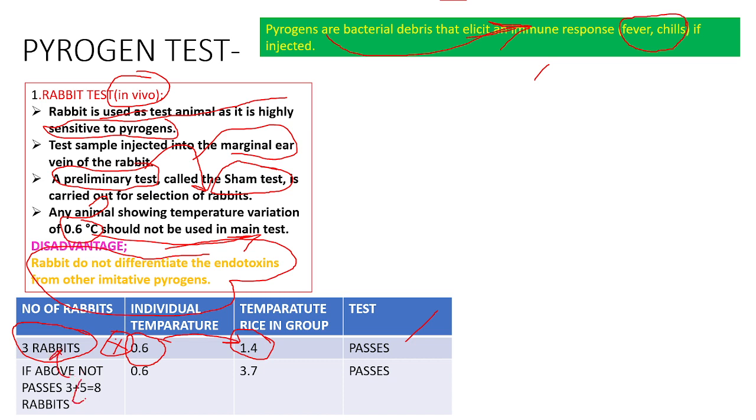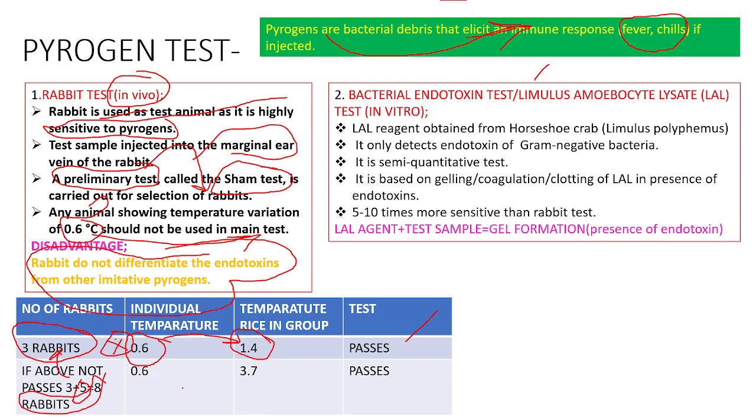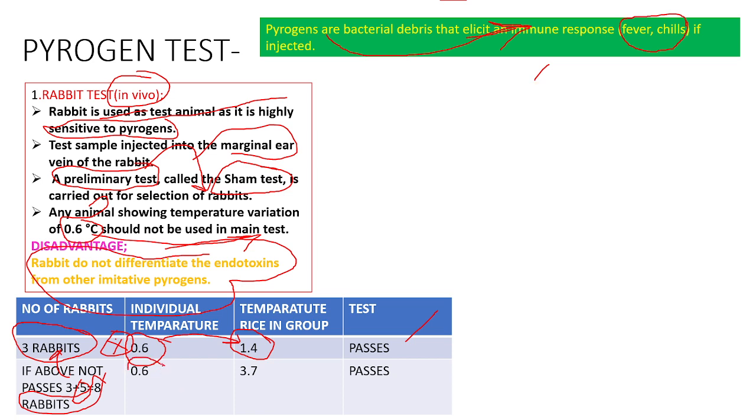Now in the second test we need to take five rabbits. Three plus five, a total of eight rabbits. For the eight rabbits, for individual rabbits the temperature is 0.6, and for the total eight rabbits, if the temperature variation is 3.7, then the test passes, nothing but the given test solution is pyrogenic in nature. So this is about the rabbit test in vivo.